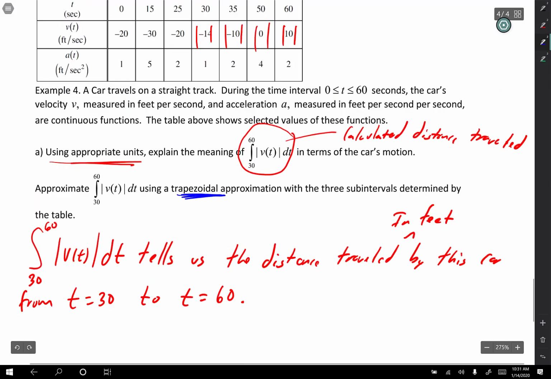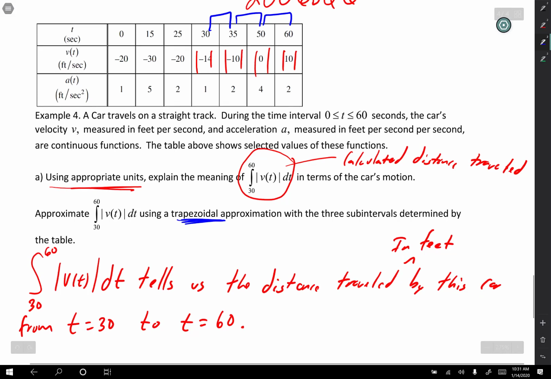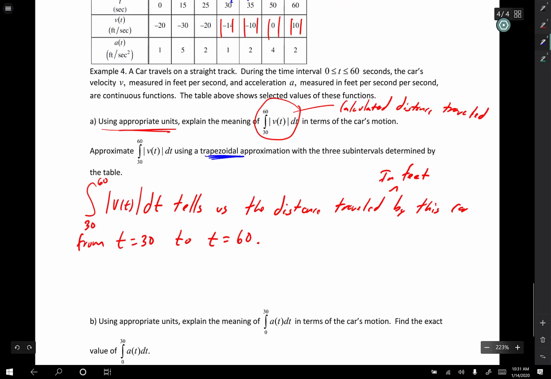Trapezoidal. Notice 30, 35, that's by 5, 35 to 50, and then 50 to 60. None of these are equal subdivisions, so can I use the formula? No, we're just going to have to do it longhand. So here we go. I'm going to zoom out so we can see.